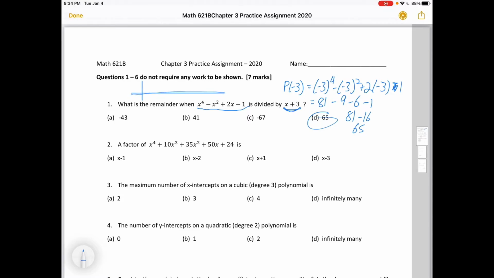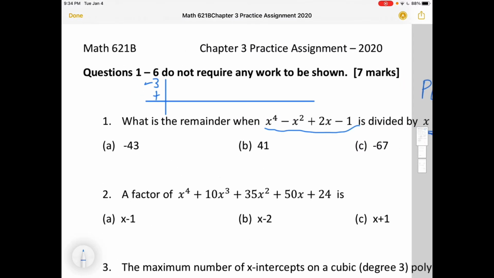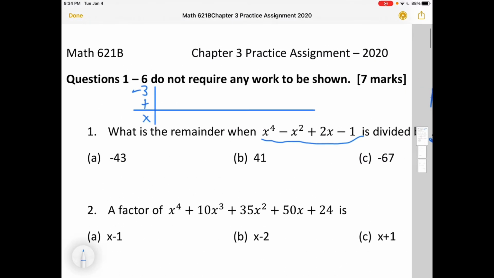Another way that you can approach this is to do it by synthetic division. So you'd put a -3 here and plus and times. The only thing to watch out for is that this polynomial doesn't have an x cubed term, so it needs a placeholder for its x cubed terms. And then we just go through the process.